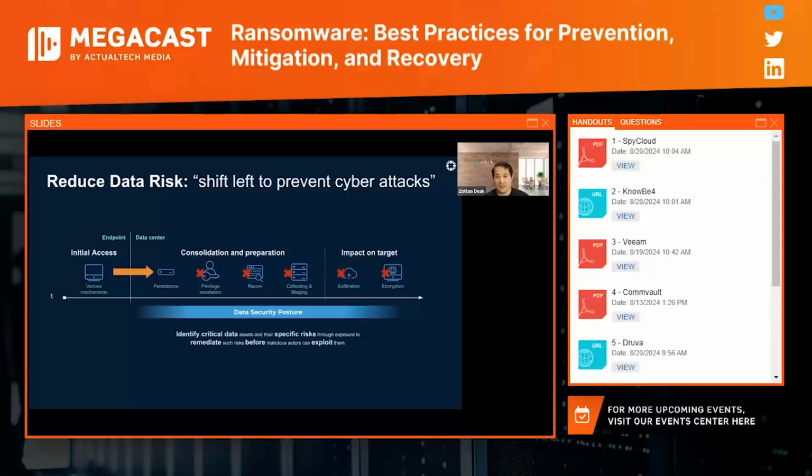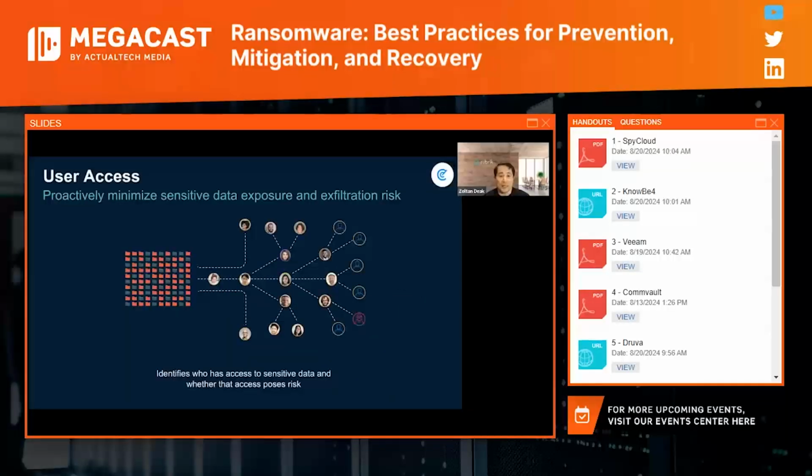With the right tooling in your enterprise backup, you can identify your critical data assets and their specific risks and remediate those risks before malicious actors can exploit them. And what's one way to mitigate that risk? Well, knowing where sensitive data is only half the battle. It's just as important to know who has access to that data and how risky that access is.